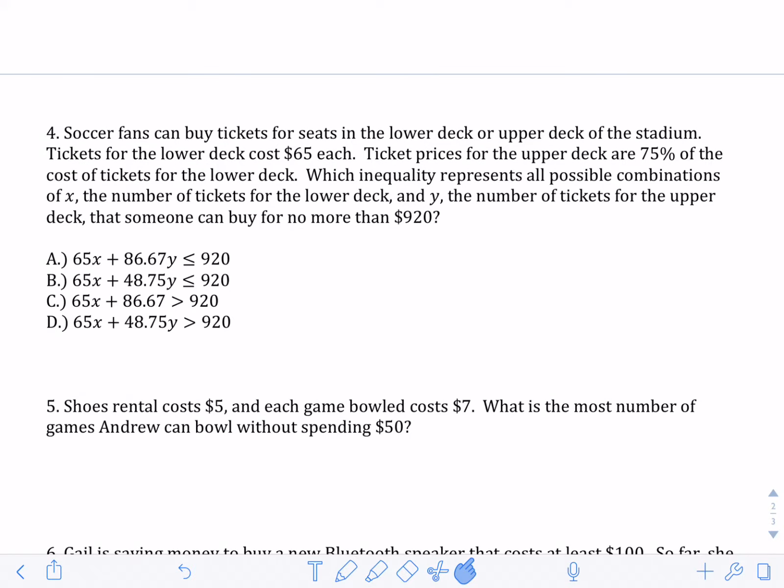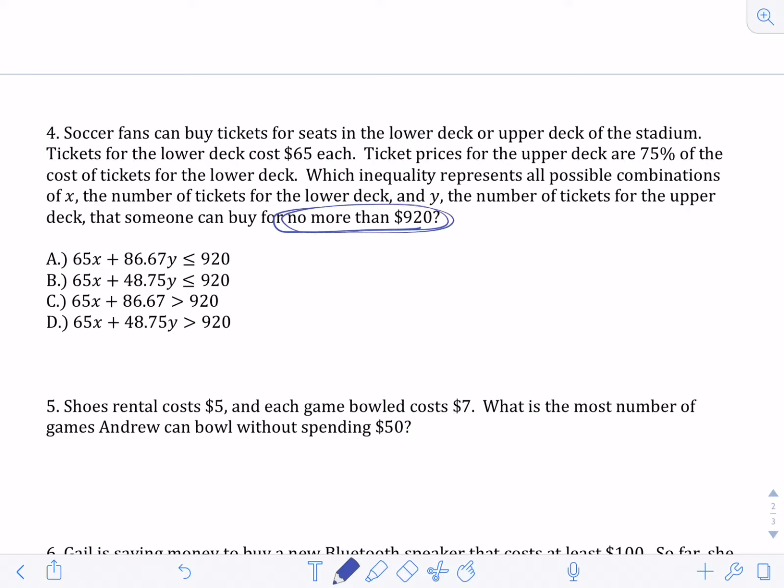Alright, number 4, soccer fans. They can buy tickets for seats in the lower deck or upper deck of the stadium. Tickets for the lower deck cost $65 each, and ticket prices for the upper deck are 75% of the cost of tickets for the lower deck. Which inequality represents all possible combinations of x, the number of tickets for the lower deck, and y, the number of tickets for the upper deck, that someone can buy for no more than $920?